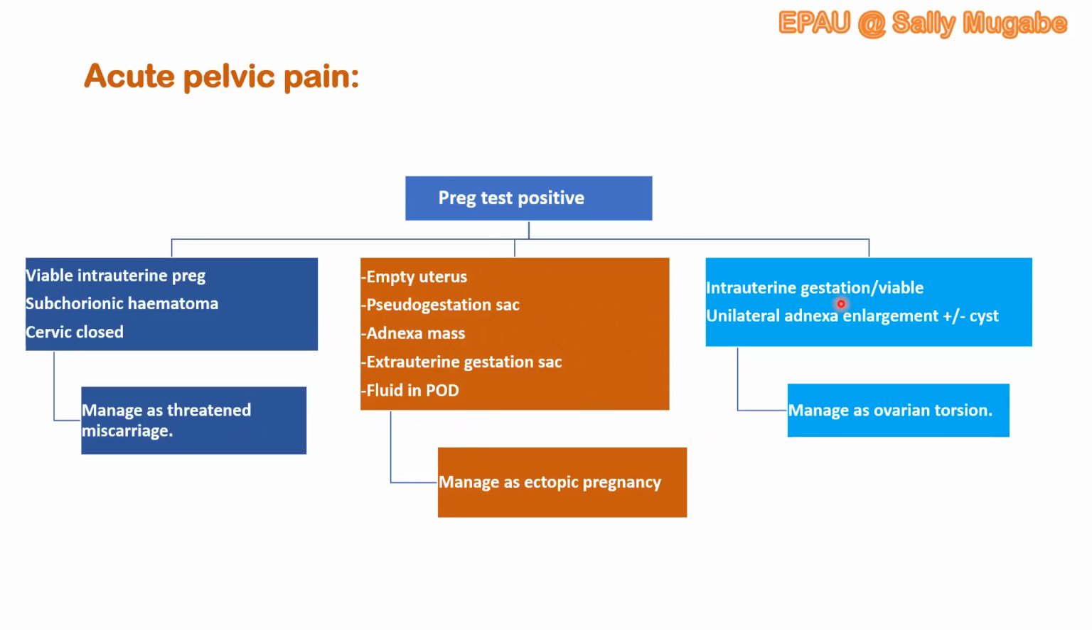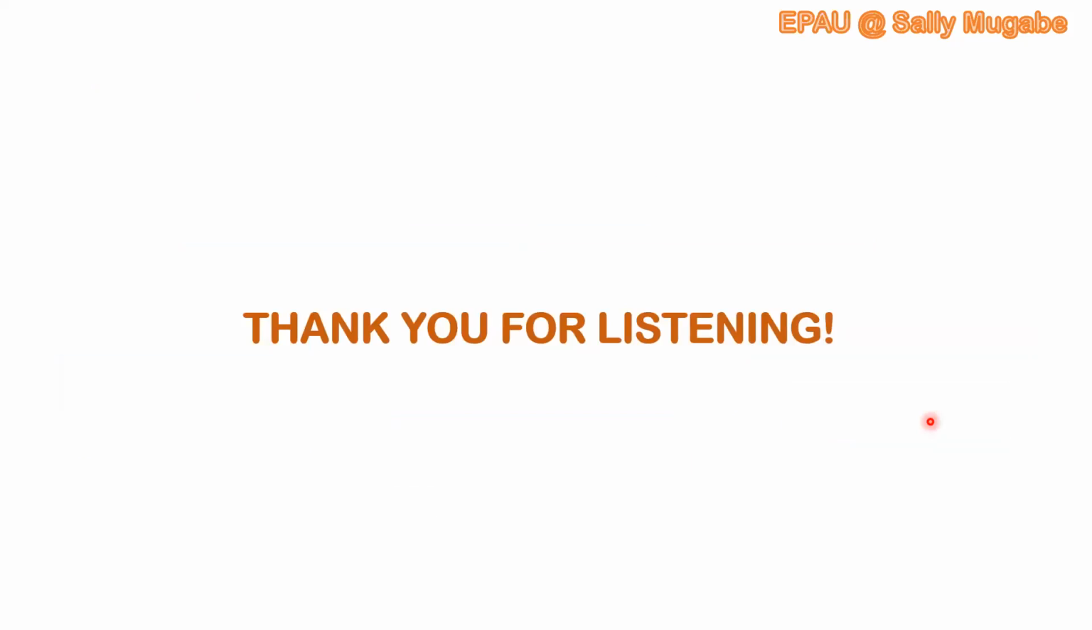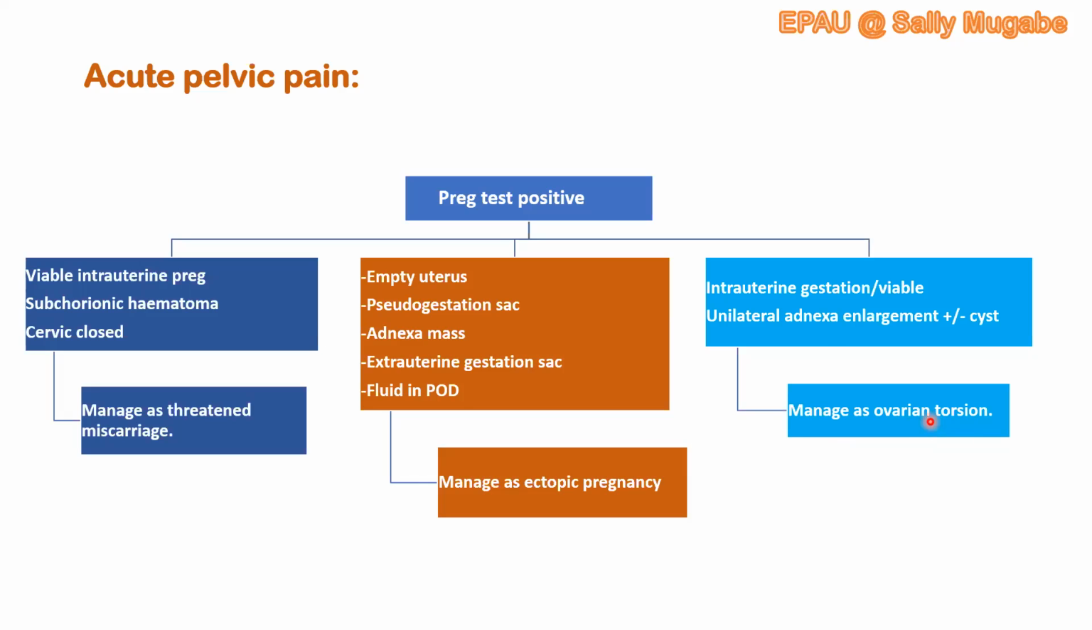Then we also have another scenario where we have a viable intrauterine gestational sac and an adnexal enlargement with what appears to be a cyst. This is more likely to be a torsion of the ovary or a torsion of the ovarian cyst. So these are the different scenarios, because a cyst may torse in pregnancy, so we shouldn't be forgetful of that. I think this is a brief overview of EPAU.